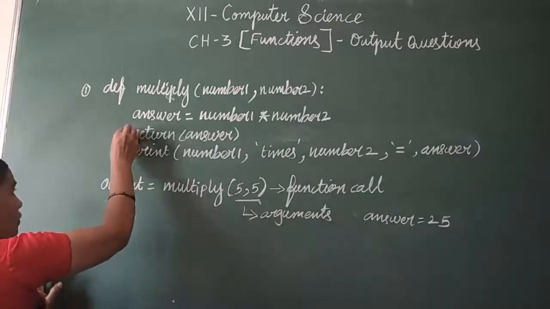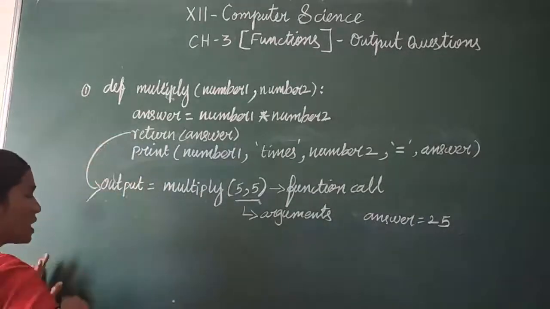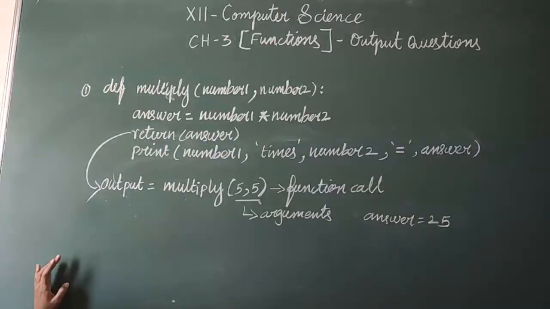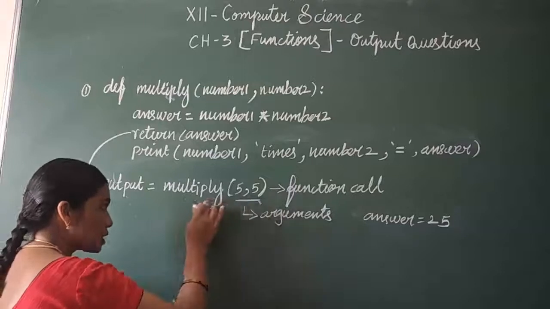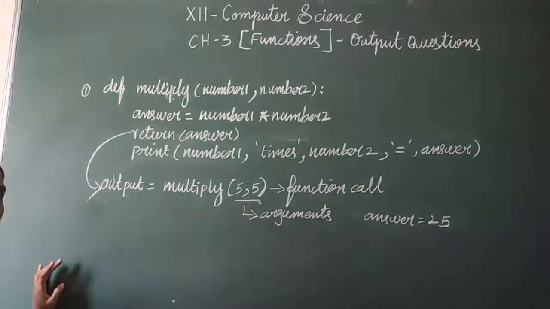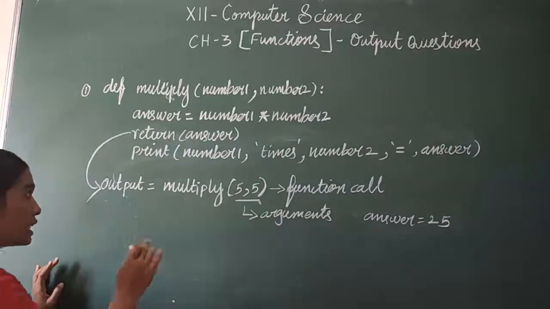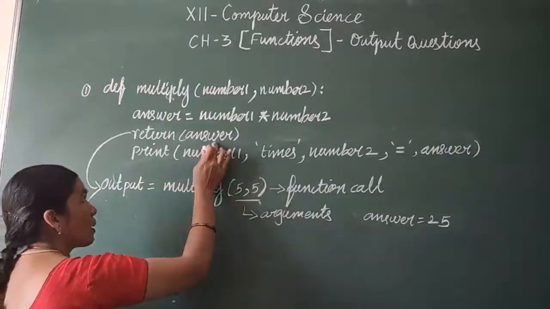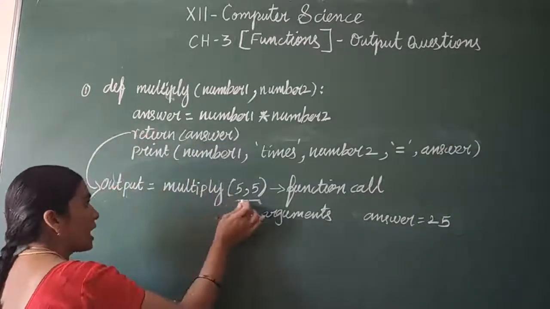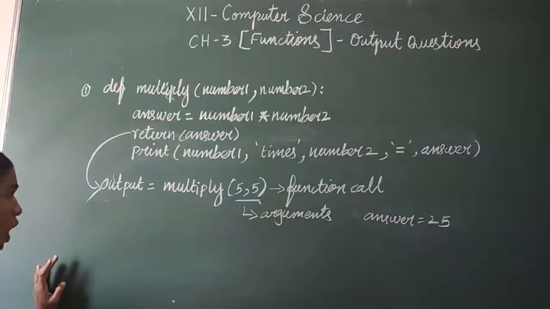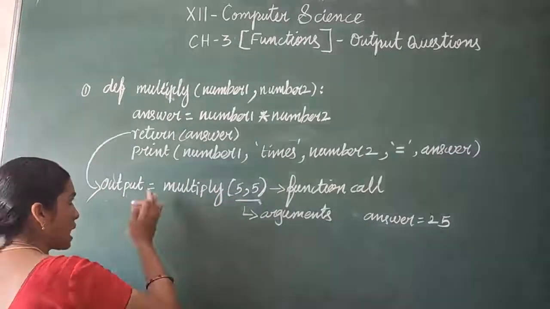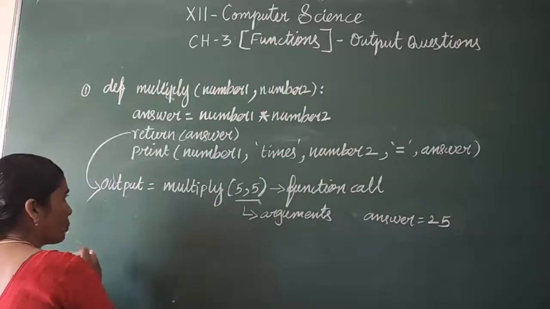So what will happen? Immediately the control will reach here. So the answer is returned to this function call. The result of the variable answer is returned to this function call. Now 25 is assigned to the variable output.